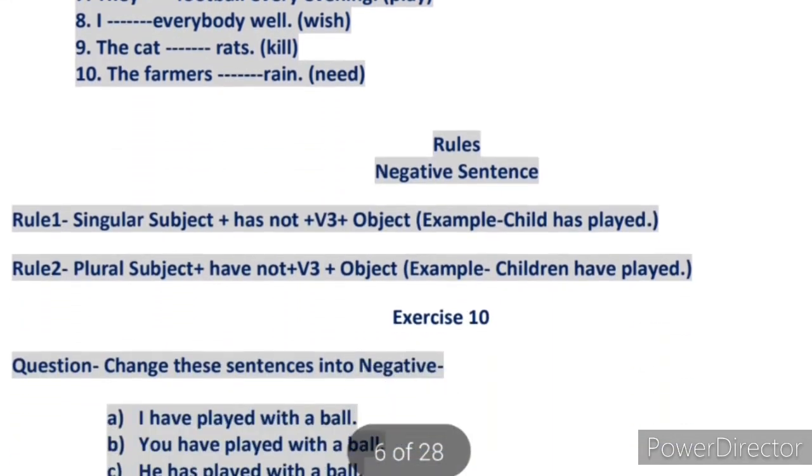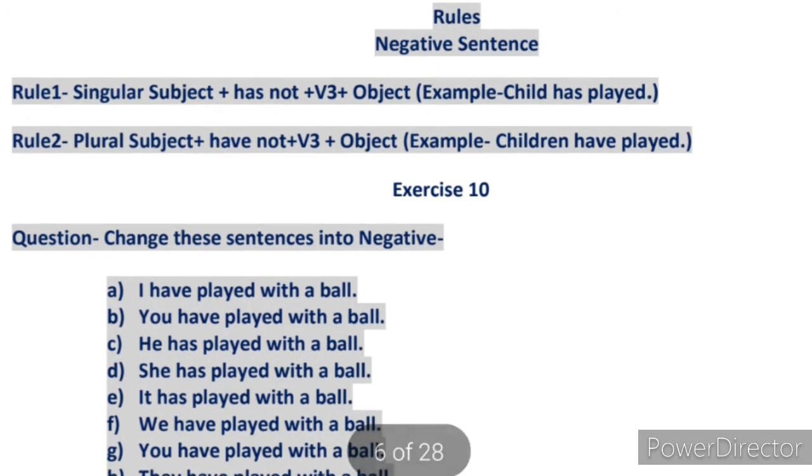Now next, negative sentences, rules for the negative sentences. Rule 1, singular subject plus has not plus V3 plus object. For example, child has played. Sorry, child has not played. So for the negative sentences, wherever has and have is there, just after has and have, we are supposed to add not. Has not, have not. The rest is the same.